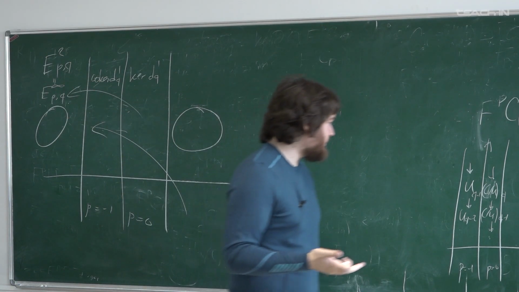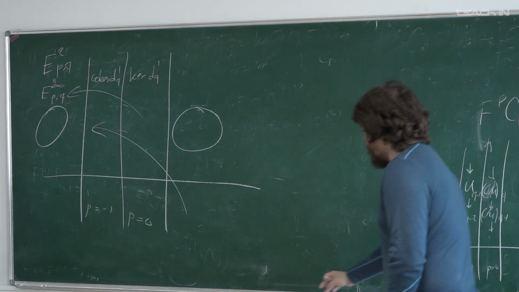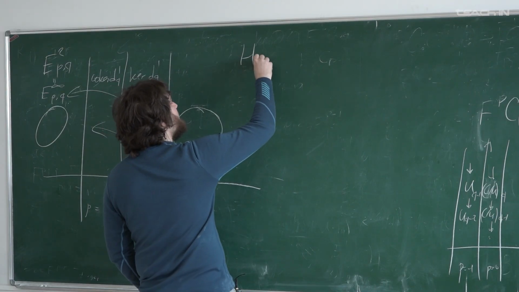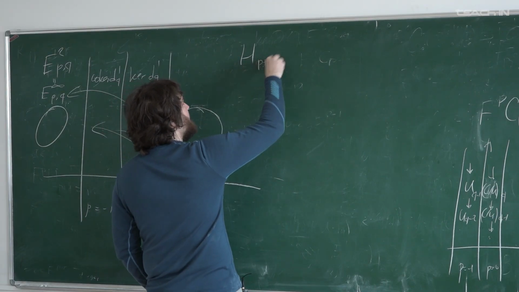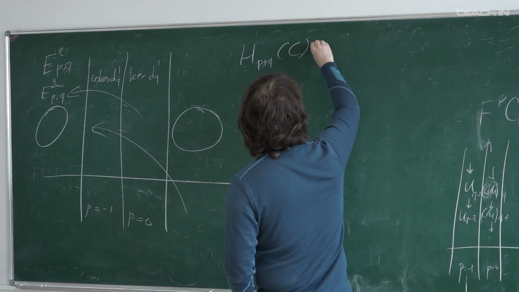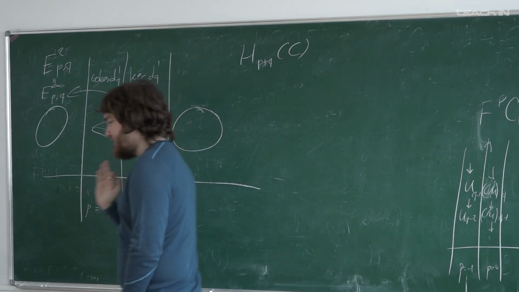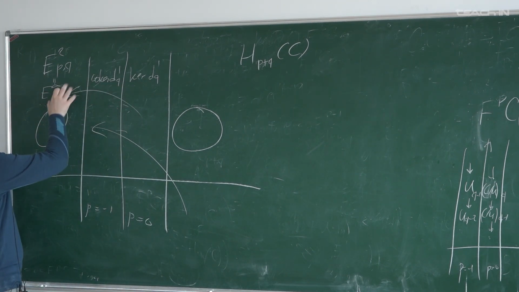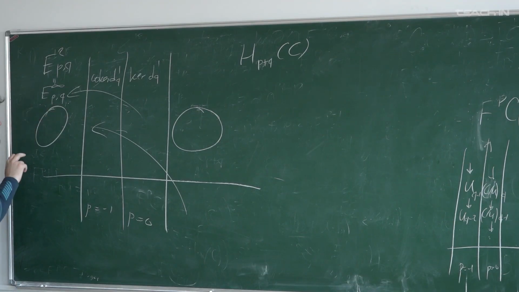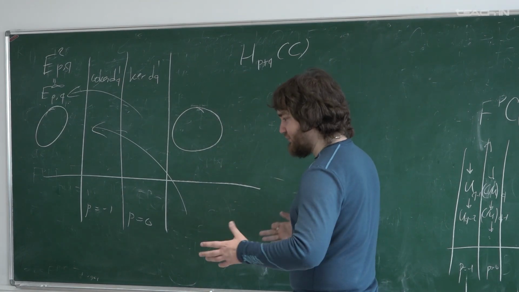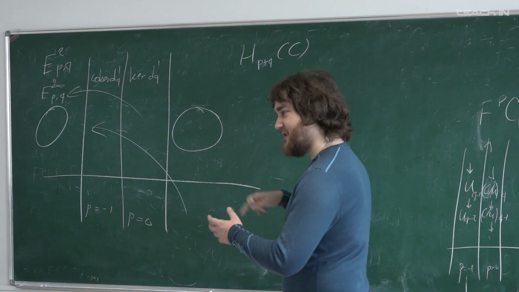On my homologies, I have some filtration. What are my homologies? H_{P+Q} of my C. I have some filtration, but I know that the graded quotients of this filtration, my infinity pages, are nonzero only if P is 0 or -1. I also know that my filtration is finite and good. Its union is the whole homology and its intersection is 0.